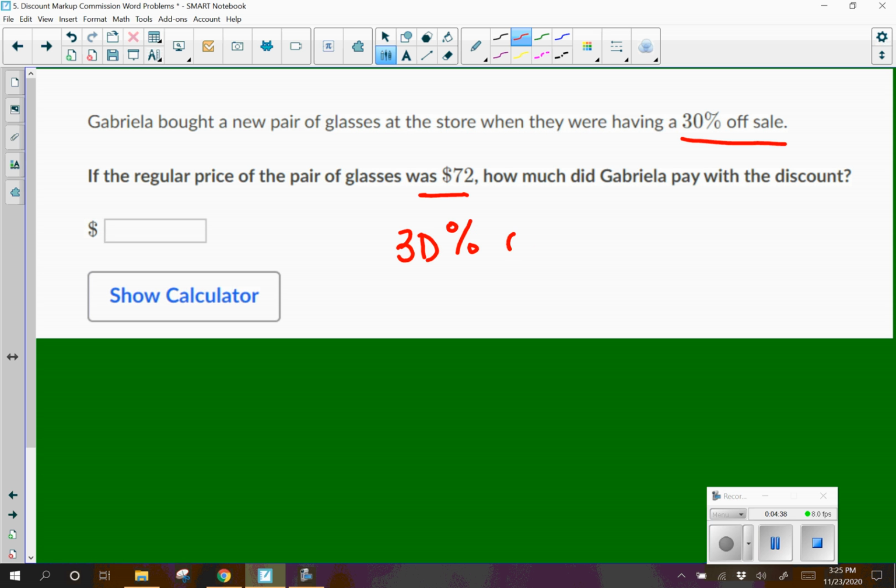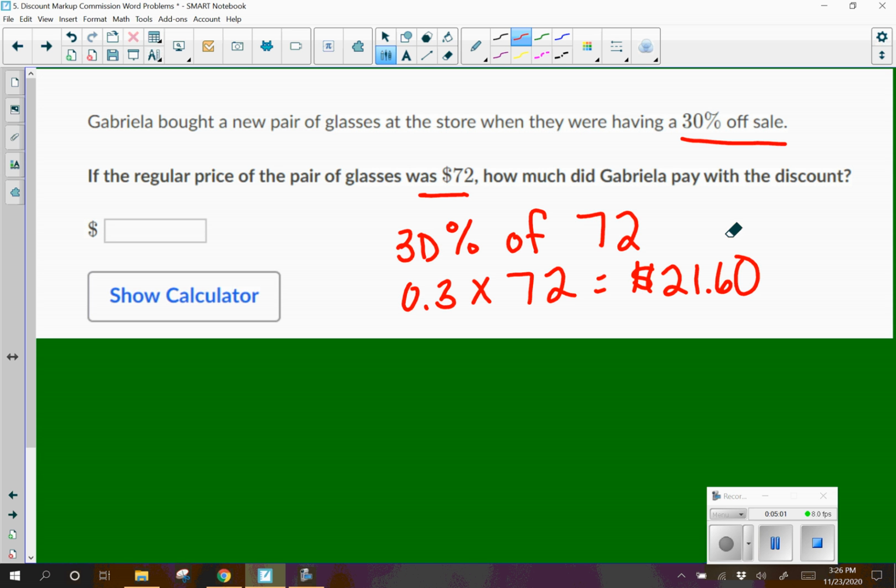So first, let's find 30% of 72. My decimal for 30% is 0.3, or 0.30, times 72. On our calculators, 0.3 times 72 gives us a discount of $21.60. That's your discount. It's not asking you what the discount is. It's asking you how much did she pay with the discount.